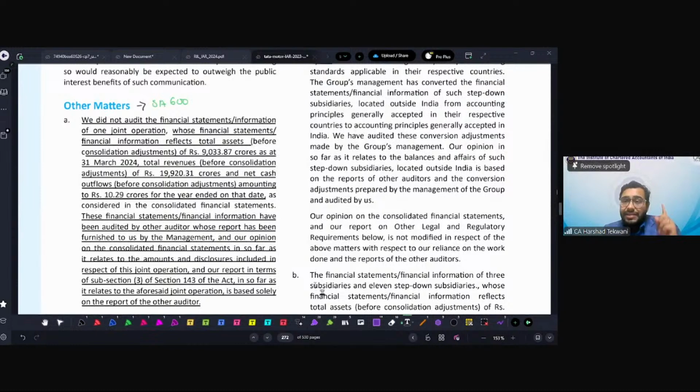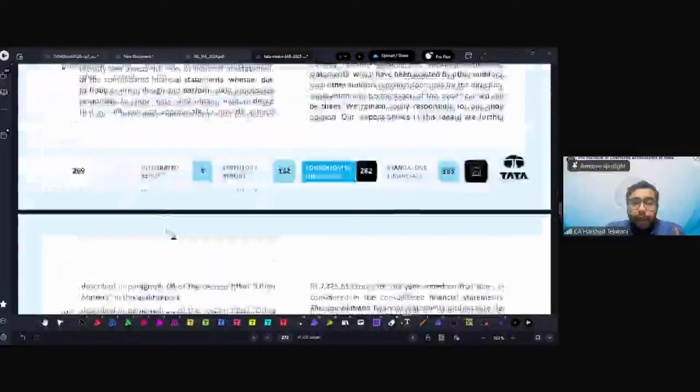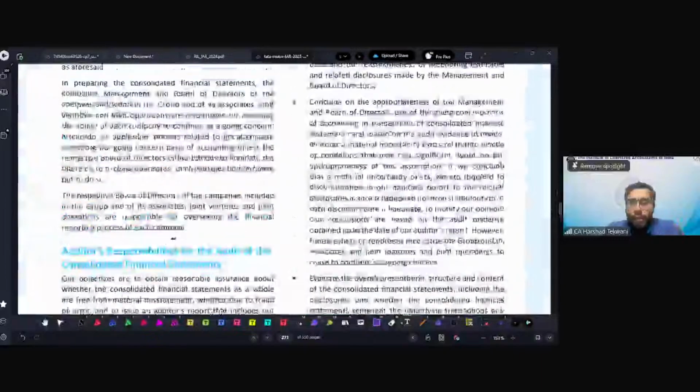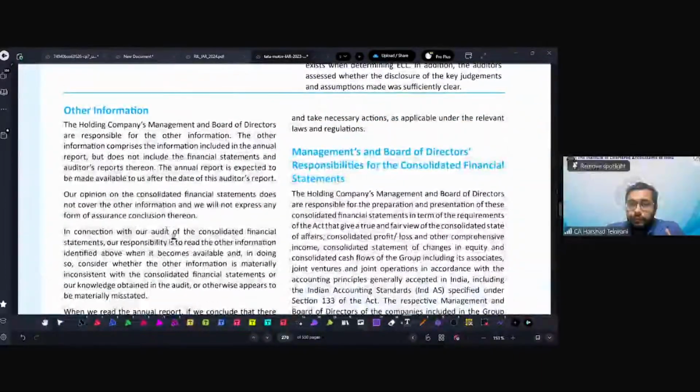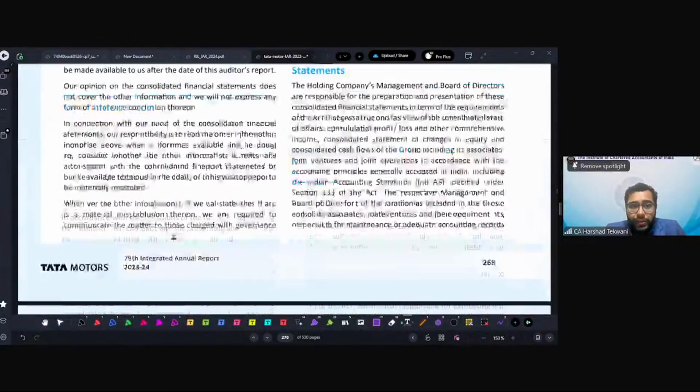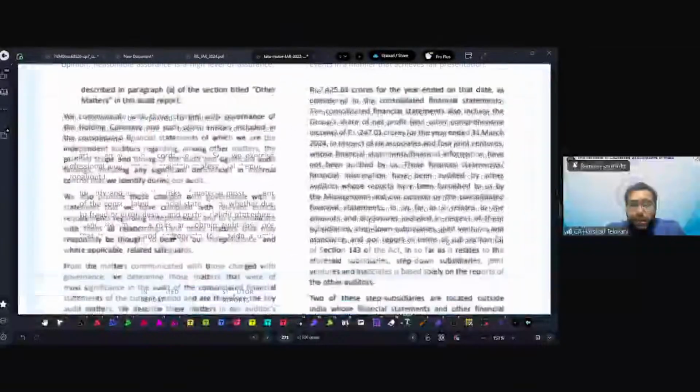Remember this thing that we discussed in SA 600? Yes or no? Yes, sir. That is something coming in your other matter paragraph. Other information and other matter are both different. Both have a different purpose. So other information is not equal to the other matter paragraph.